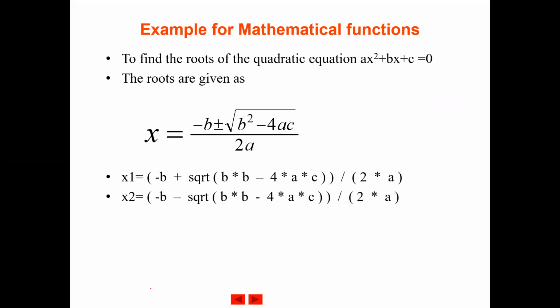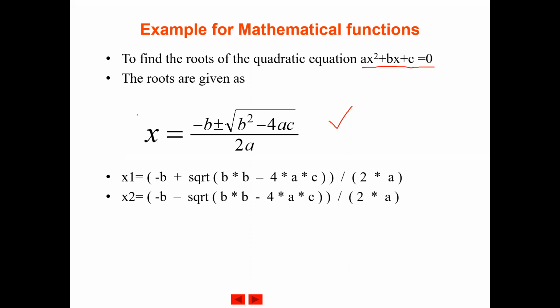One example for the mathematical function, which we have already executed as the first program of part A, is to find the roots of the quadratic equation of the form ax square plus bx plus c equal to 0. The roots are given as x equal to minus b plus or minus. This we have done already, right? So here we will be using the square root mathematical function. All the other things are only arithmetic operations, like minus b plus.